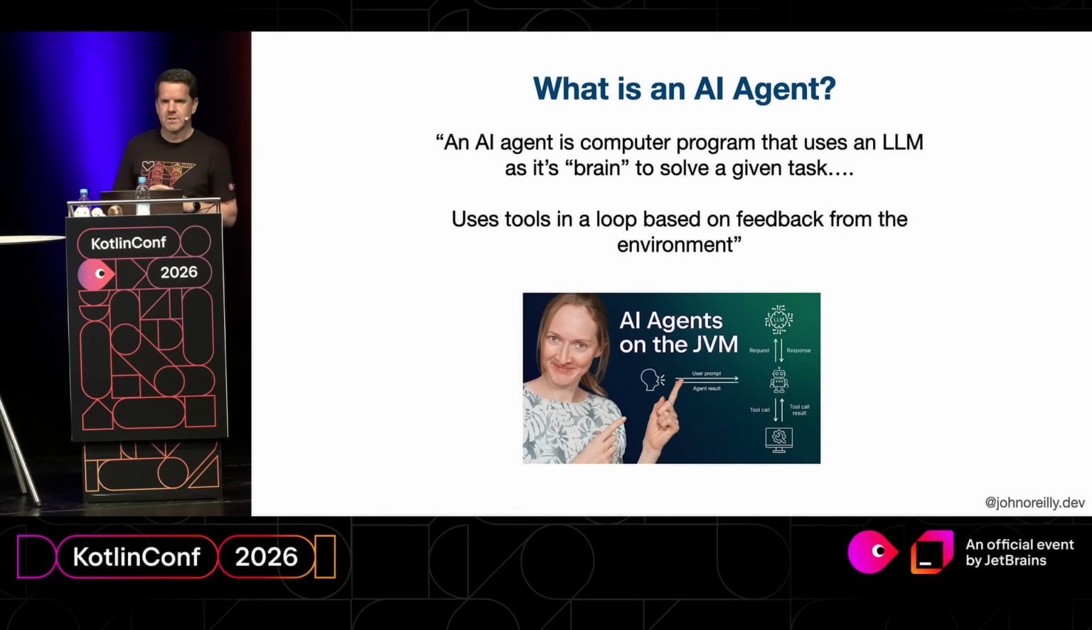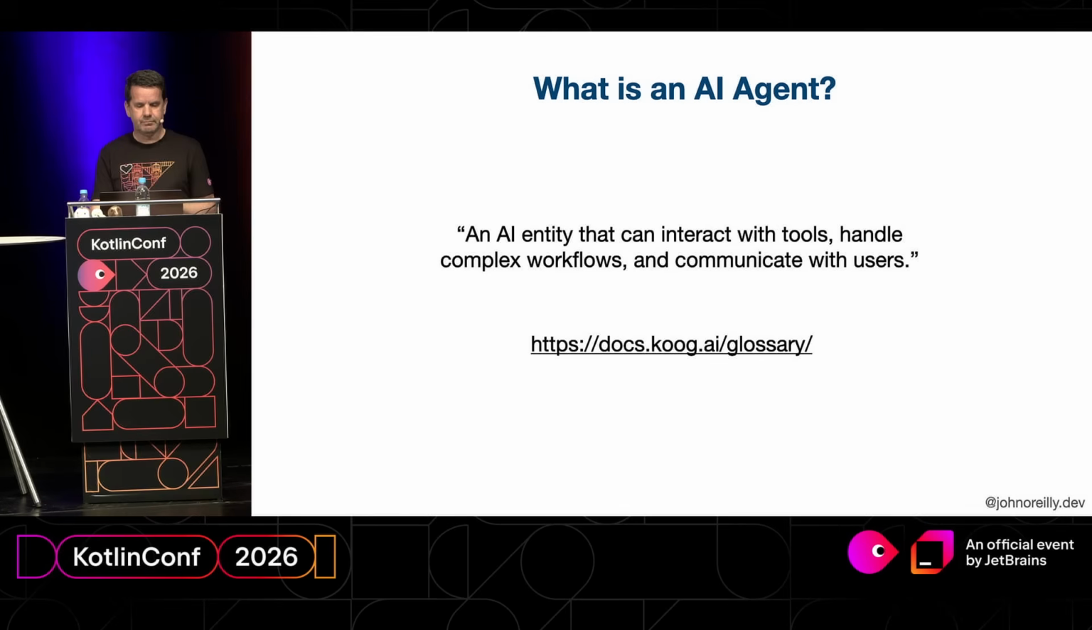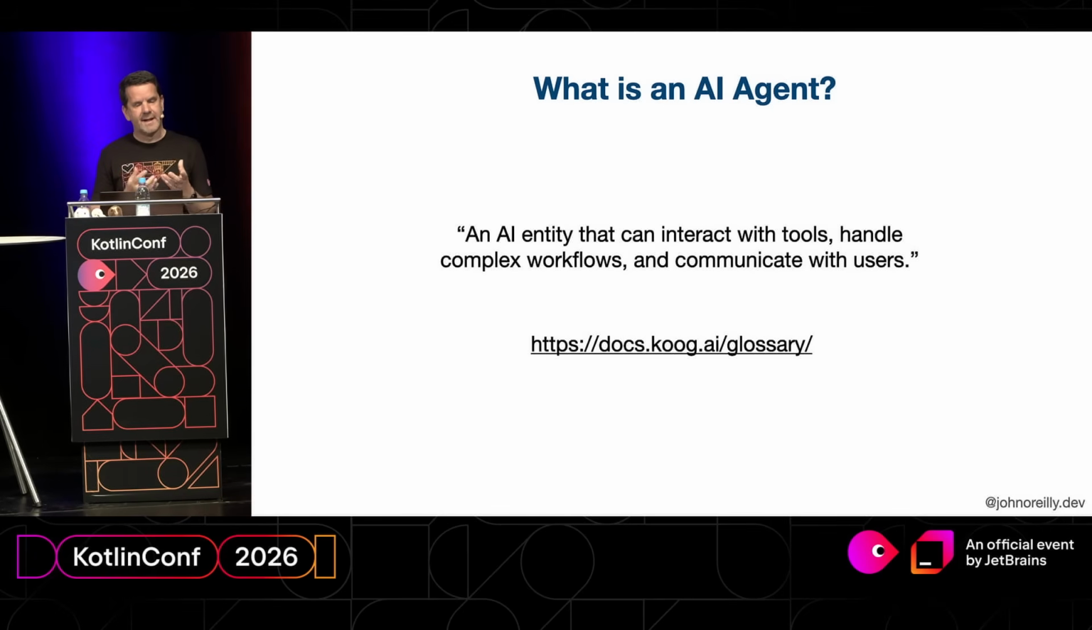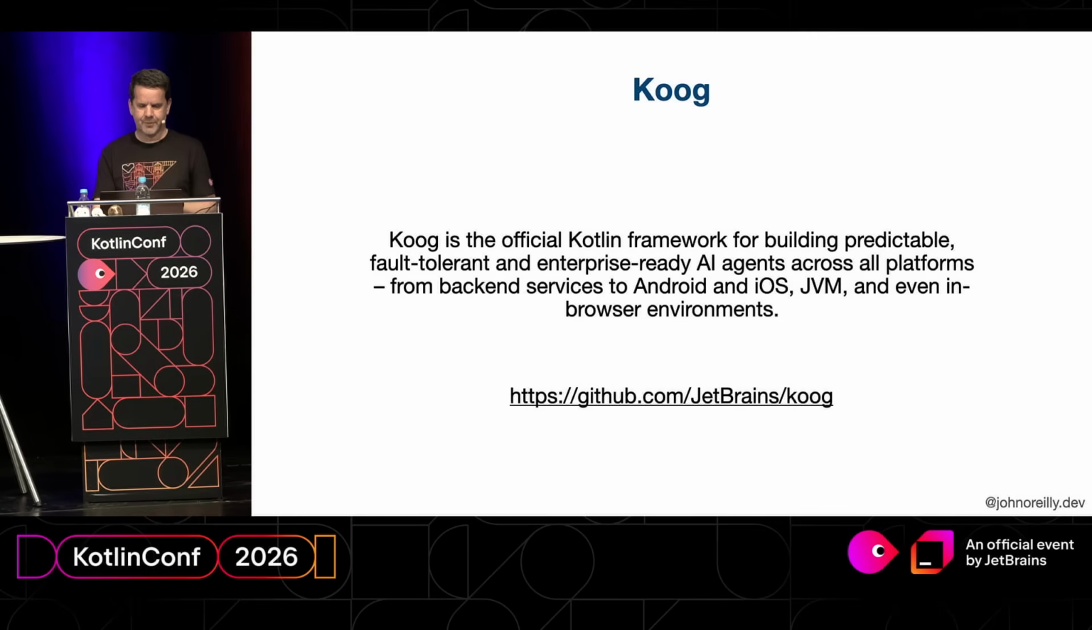So what is an AI agent? This is from Svetlana's excellent video. Describes an AI agent as a computer program that uses an LLM as its brain to solve a given task, uses tools in a loop based on feedback from the environment. Another definition from the Koog docs themselves, an AI entity that can interact with tools, handle complex workflows, and communicate with users. And Koog then is the official Kotlin framework for creating AI agents, and it's fully multi-platform ready, running on Android, iOS, JVM, and the web.